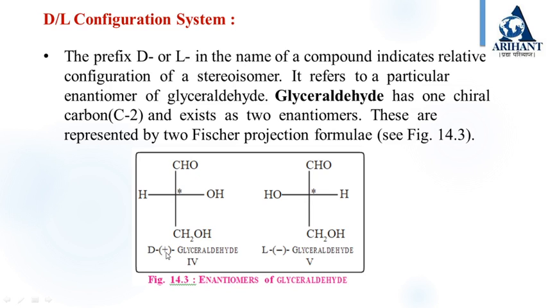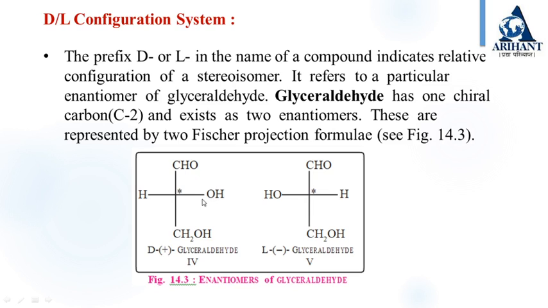Okay, this positive sign indicates it is dextrorotatory, and this negative sign indicates it is levorotatory. You can use small d for the positive sign and small l for the negative sign. But this capital D indicates the position of the hydroxyl group on the last carbon atom.